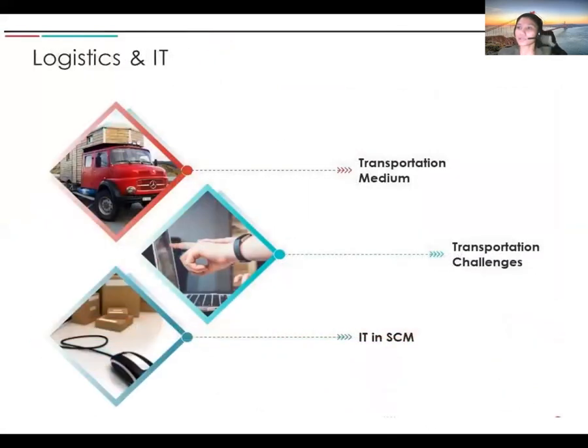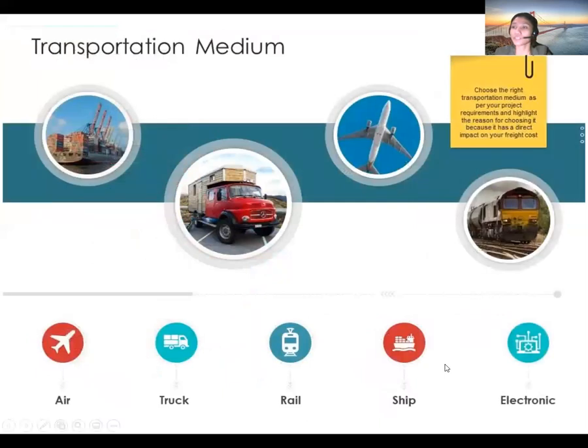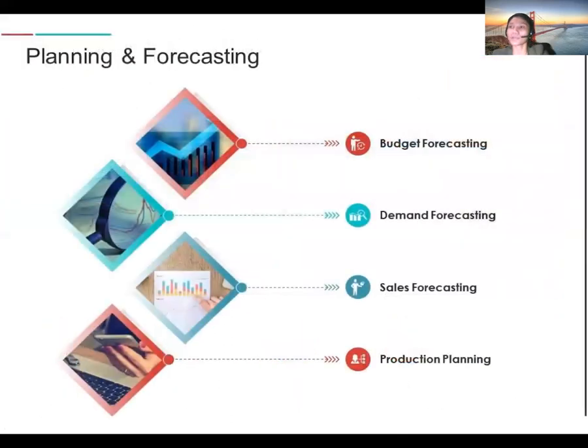Then next, let's talk about logistics and IT. Under that are our transportation medium, transportation challenges, and IT in SCM. For the transportation medium, choose the right transportation medium as per your project requirements and highlight the reasons for choosing it, because it has a direct impact on your freight cost. We have air, truck, rail, ship, and electronic. For planning and forecasting, there are budgeting forecasting, demand forecasting, sales forecasting, and production planning.